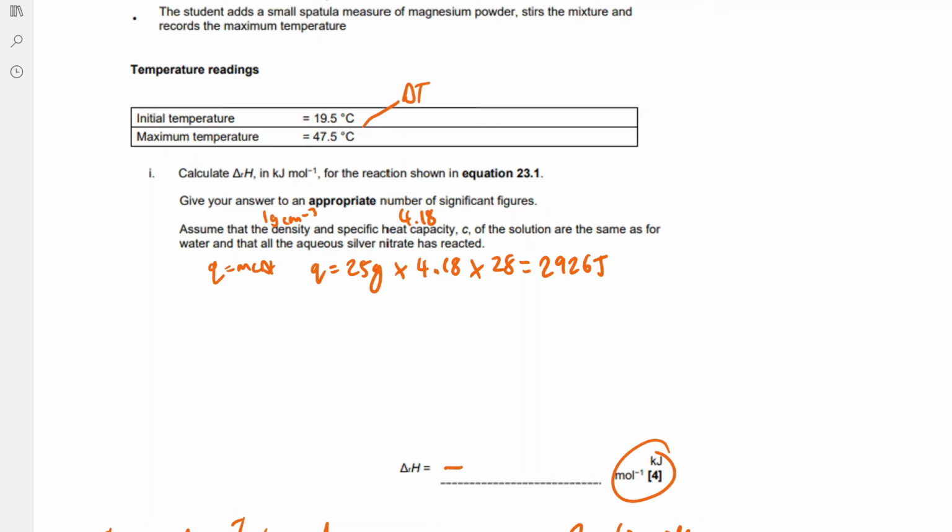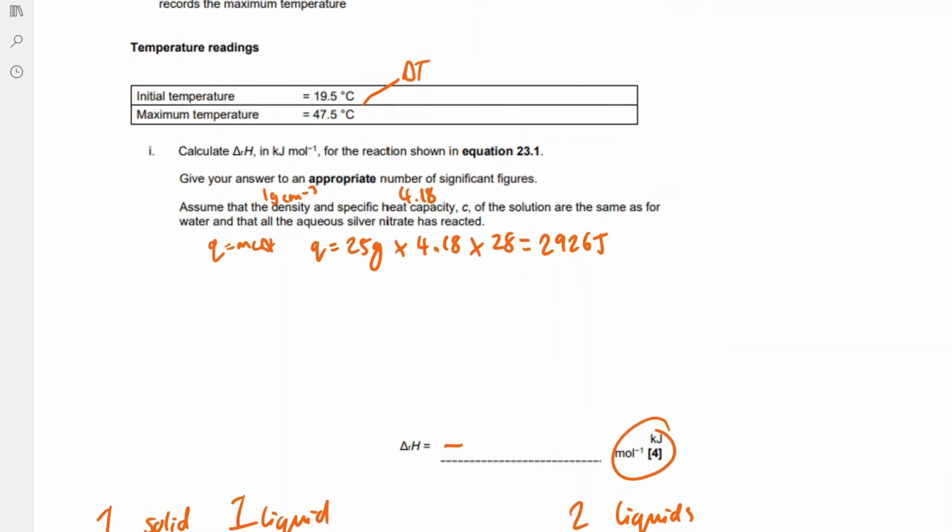So we need to convert to kilojoules. So we divide the joules value by 1000, which gives us 2.926 kilojoules. And then we need to find the moles of silver nitrate, because if you look at the answer line, the units are kilojoules per mole. So we need to divide the kilojoules by the amount of mole to get the enthalpy change value.